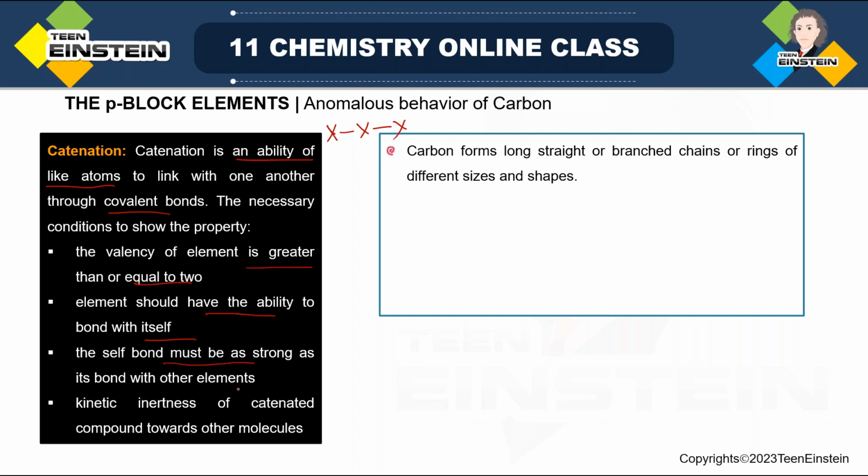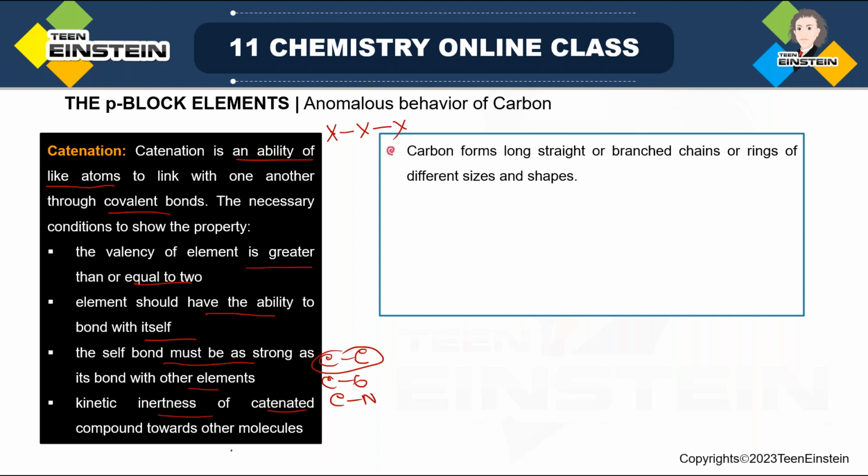Then the like-atom bond must be as strong as its bonds with other elements. So just think about carbon. It can form bonds with carbon, with oxygen, with nitrogen. In all these cases, the bonds are strong. So it is not only that the CC bond is strong, but the bonds with other elements should also be strong.